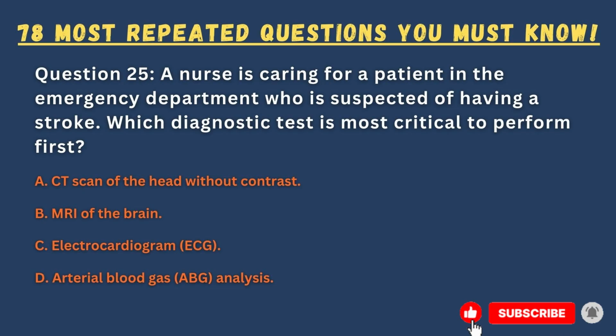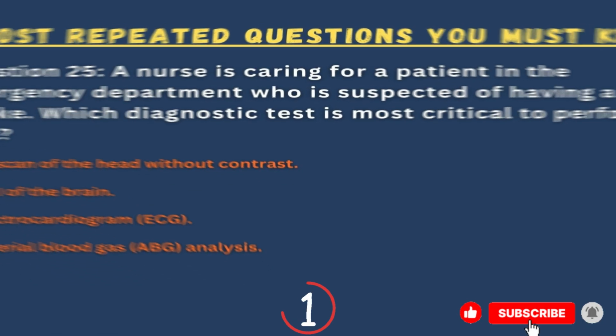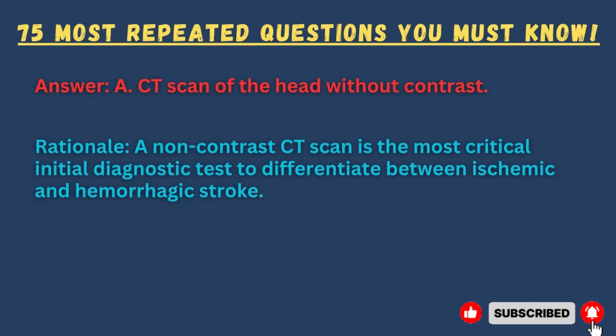A. CT scan of the head without contrast. B. MRI of the brain. C. Electrocardiogram, ECG. D. Arterial blood gas, ABG analysis. Answer: A. CT scan of the head without contrast. Rationale: a non-contrast CT scan is the most critical initial diagnostic test to differentiate between ischemic and hemorrhagic stroke.